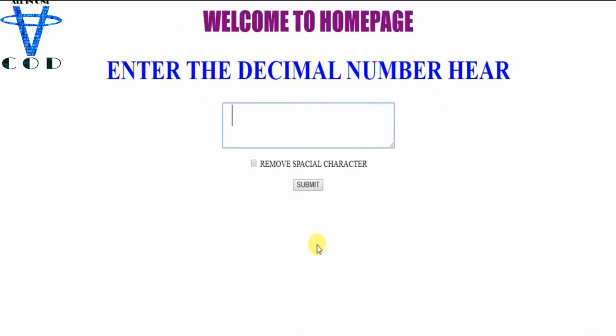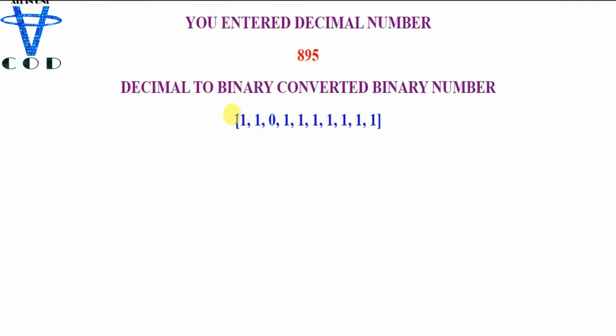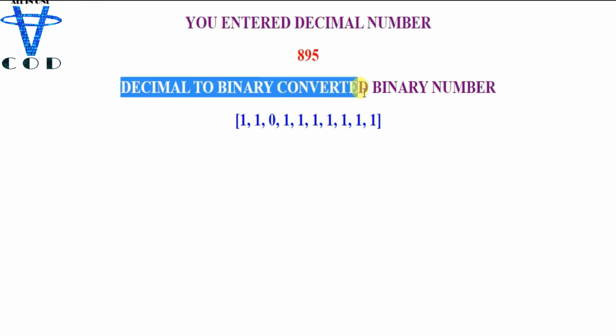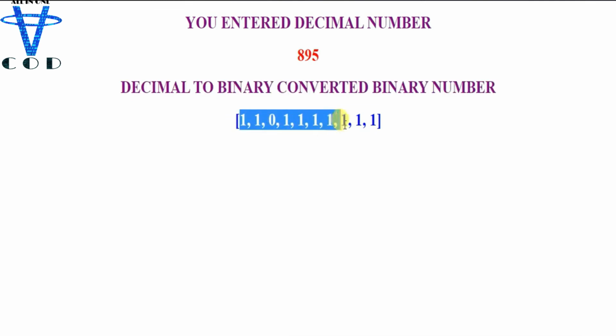So as you can see from that technique, I made a decimal to binary converter. You can see here, when I put a decimal number like 895, it will give me a binary number. So when I click on submit, you can see I got a binary number. You entered the decimal number 895, and the decimal converted to binary number is 110111111.